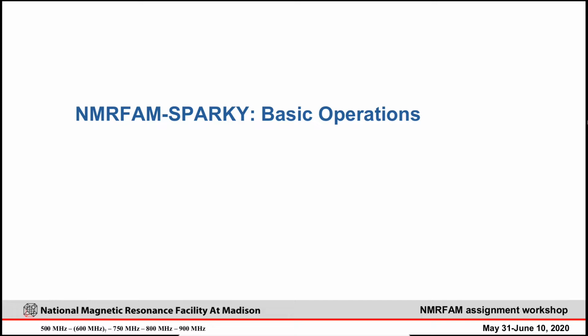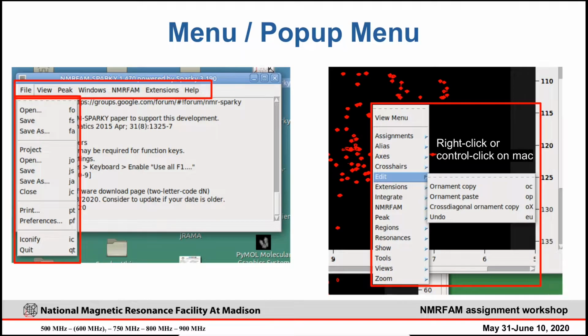Next, we will move on to the actual operation of NMRFAM Sparky. So, the Sparky main menu: you can see that the top part here is the main menu, and if you click one of them, you will see the sub-menu items down here. And as I mentioned, these two letters are the shortcuts you can type inside of the command window here or in the spectral view.